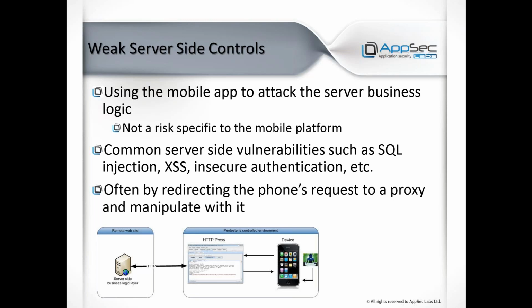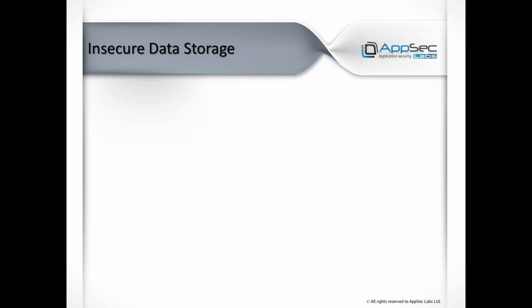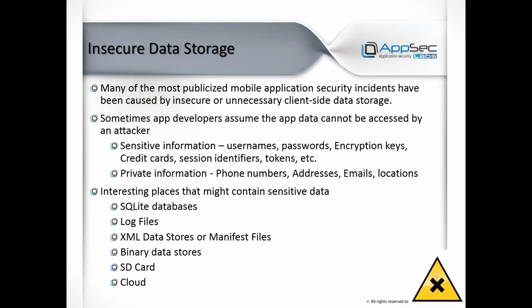So in general, when penetration testing of a mobile app happens, you really need to make sure that the server side is covered as well. The second problem that we see when we're pen testing mobile apps is vulnerabilities related to insecure data storage. In insecure data storage, we're talking about the data that the mobile app saves on the mobile device.